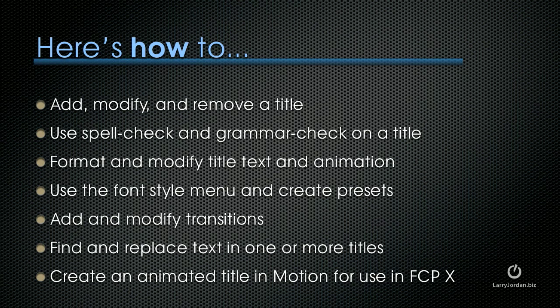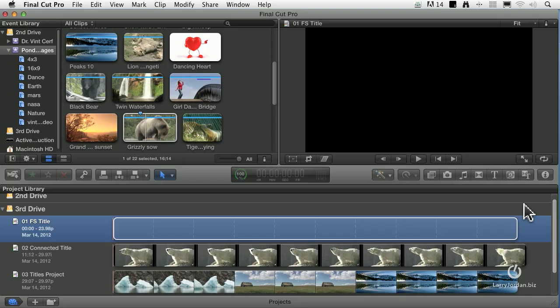Use spell check and grammar check to make sure a title is spelled correctly. Format and modify title text and title animation. Use the font style menu and create text presets. Apply and modify transitions. Find and replace text in one or more titles, and create an animated title in Motion that we can use in Final Cut Pro 10. So let's start with something simple. Let's add a full screen title to a sequence.